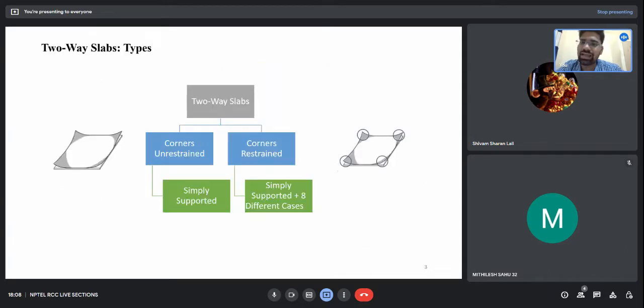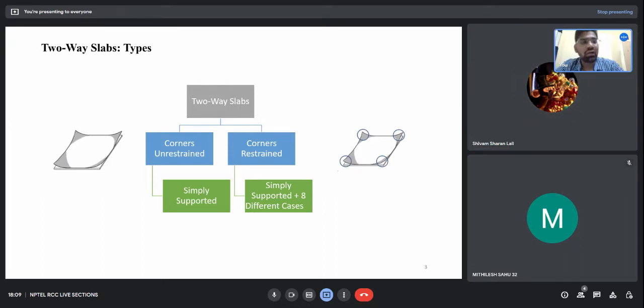Now let's move on to two-way slabs. For two-way slabs, I can have these two types of two-way slabs. In one-way slab, can any one of you tell me what were the types in one-way slab? Please tell me fast. What were the two types in one-way slab? How to identify a one-way slab? Ly by Lx greater than 2. And what was the other condition?